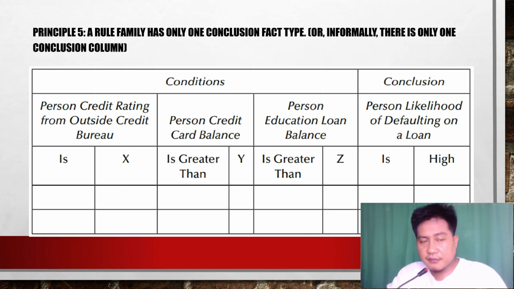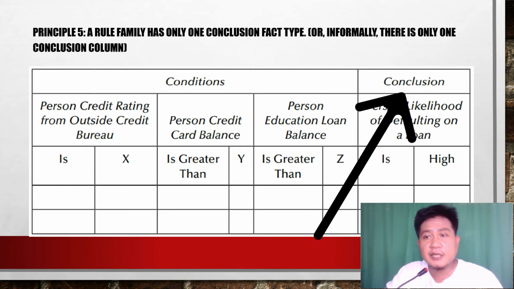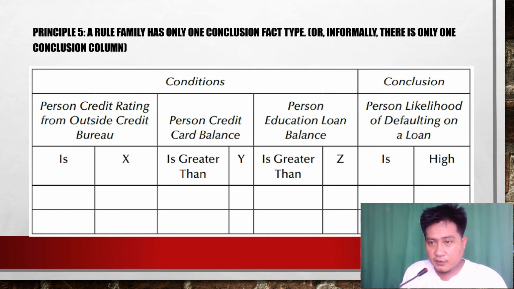Now the principle number 5. A rule family has only one conclusion fact type, or informally there is only one conclusion column. It could somehow be that there would be two conclusion columns, but most likely it is always one conclusion. This is the conclusion: person likelihood of defaulting on a loan. That is a one column conclusion.